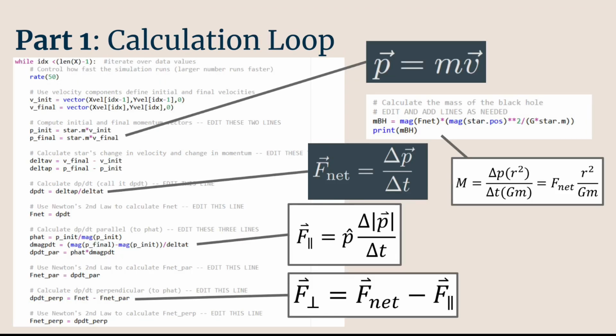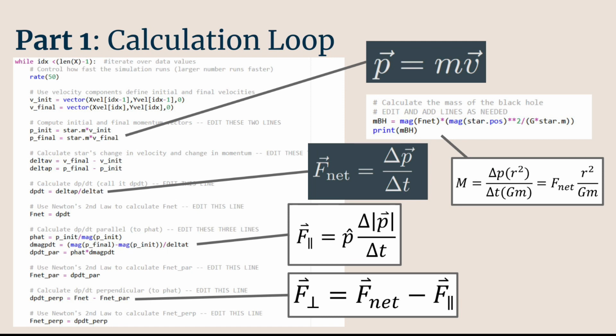To get the mass of the black hole, we need to know Fnet. To find Fnet, we need to compute P initial and P final to get delta P. Because momentum is equal to mass times velocity, P initial is equal to the star's mass times the initial velocity, and P final is equal to the star's mass times the final velocity. Now we can set delta P equal to P final minus P initial and make Fnet defined as delta P over delta T in the code.